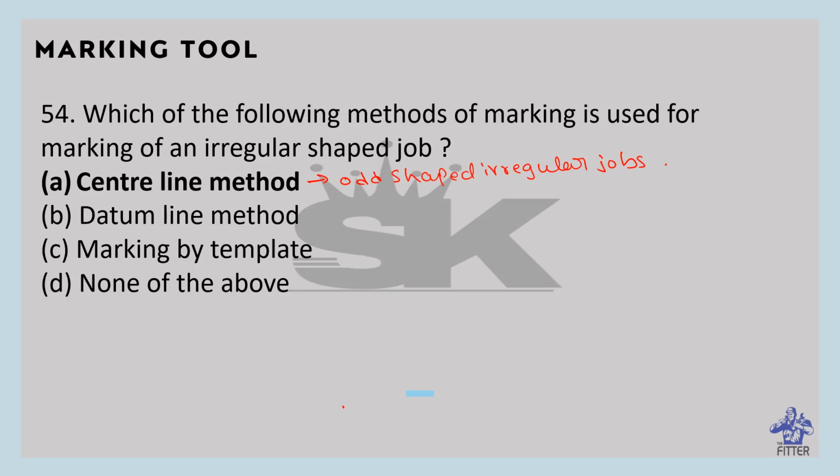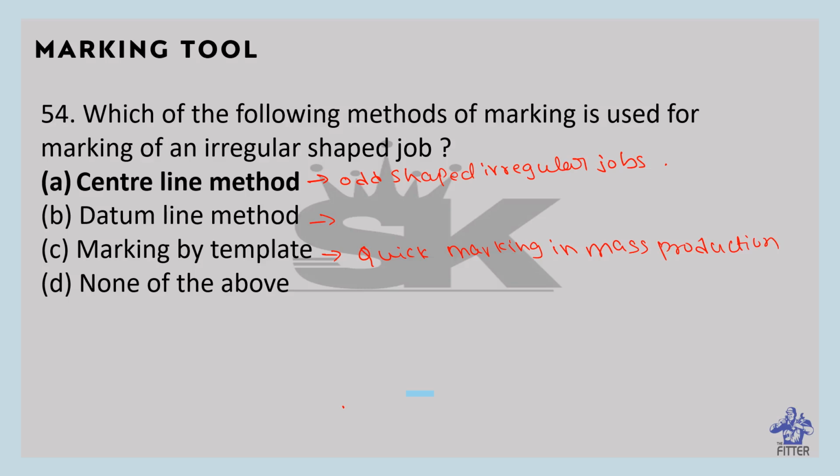Here in option C, this is used for quick marking in mass production. And the third one is the datum line method.